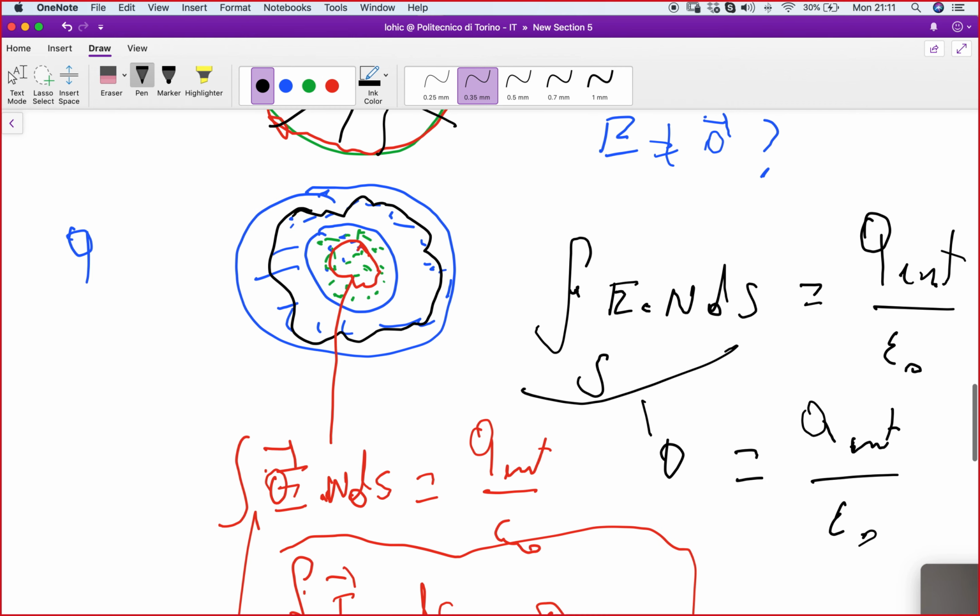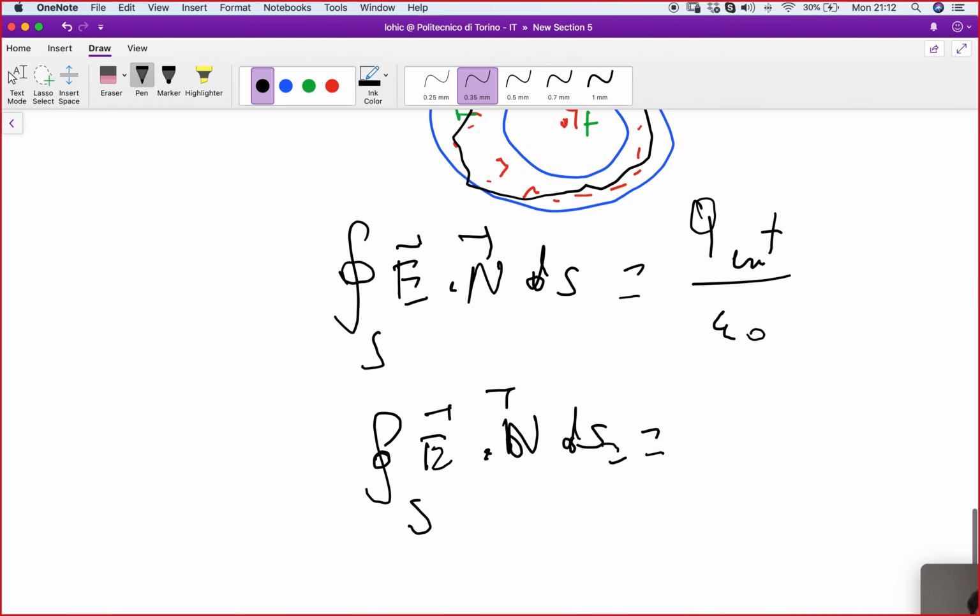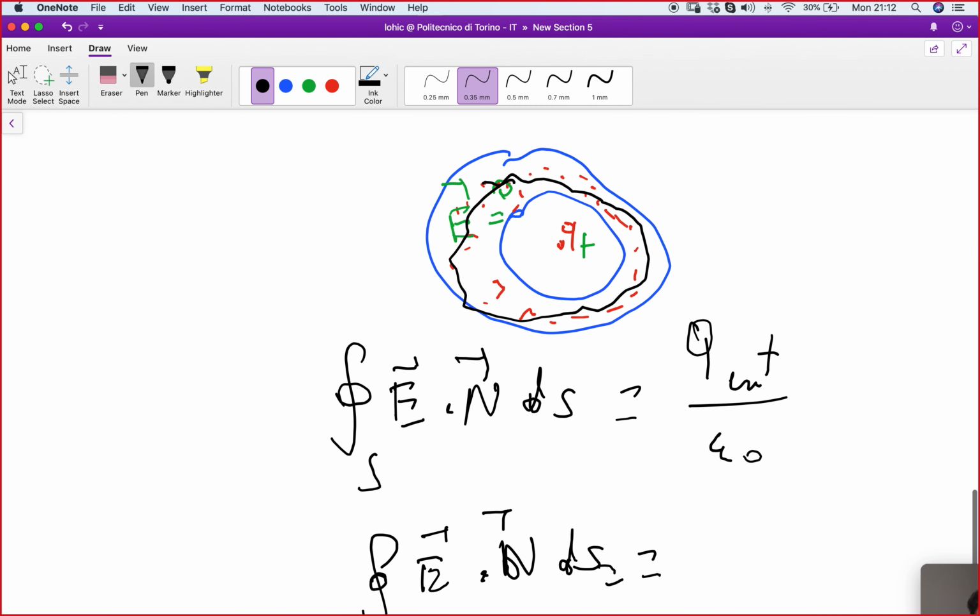Now, I am saying, what is the... this is no more the conductor. I am talking about the internal part of this surface, the internal part of the black surface, the geometric surface, not the conductor. What is internal to this black surface? It's all the part which is internal.